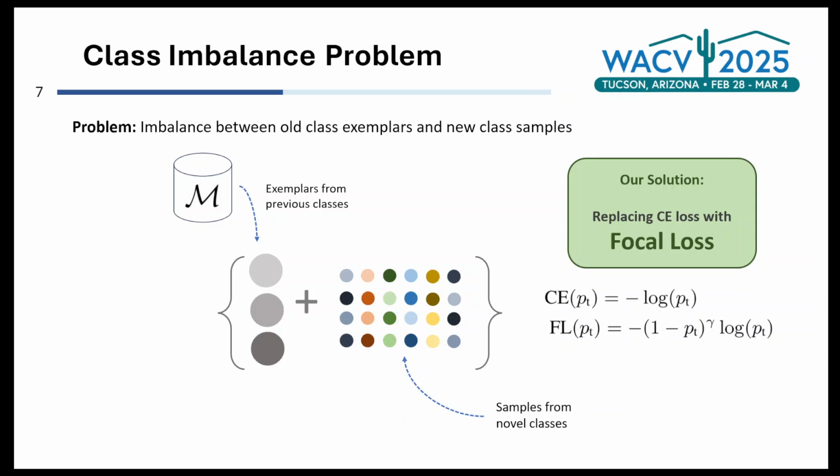So, what's the solution? To address the class imbalance problem, we replaced the standard cross-entropy loss with focal loss. Focal loss works by focusing more on the old class exemplars and less on the new samples. This helps balance their contributions during training and prevents the model from overfitting to the new classes.